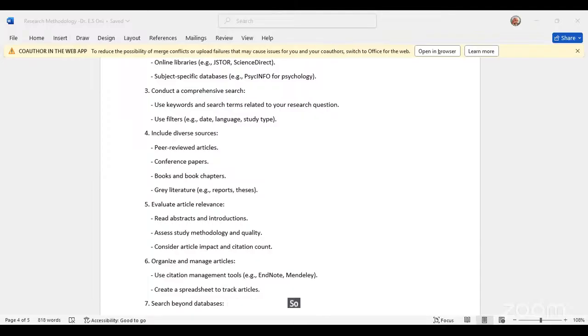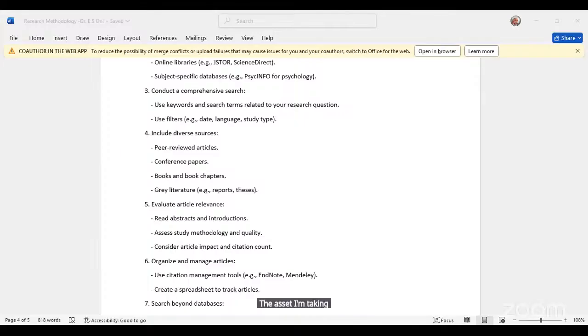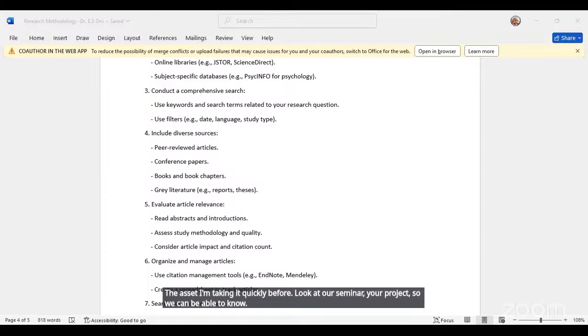So most of us have taken our seminar topic. You must pay attention to this information I've given. Before the week runs out, I will let you know when I will fix a lecture, because I want us to round down this research methodology, the aspect I'm taking quickly, before you can start your seminar or your project.